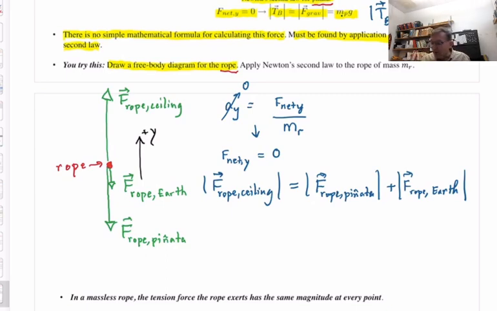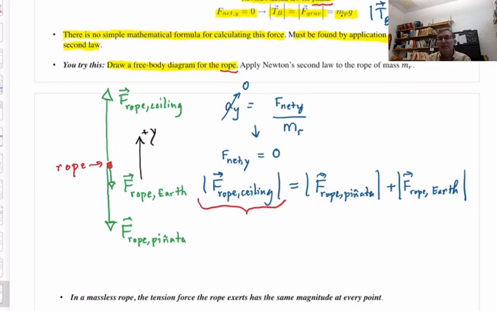Now I just want to interpret what these 3 magnitudes are, how to think about them. First, the one on the left. That is the magnitude of upward force on the rope due to the ceiling. Okay? Force on rope due to ceiling, magnitude.